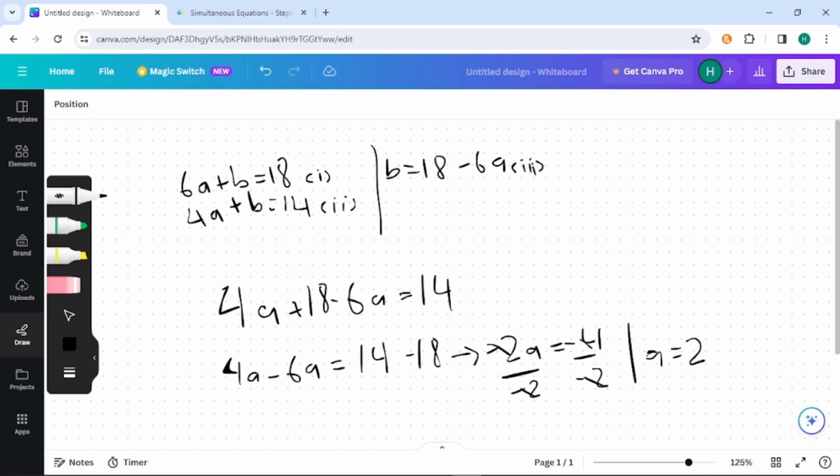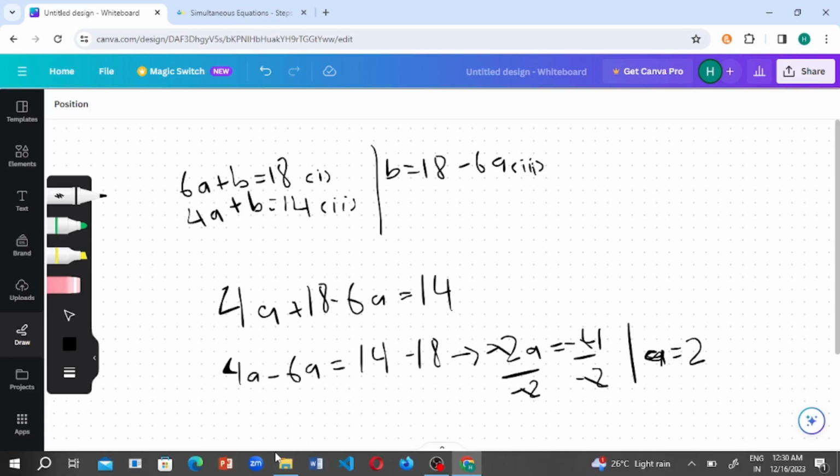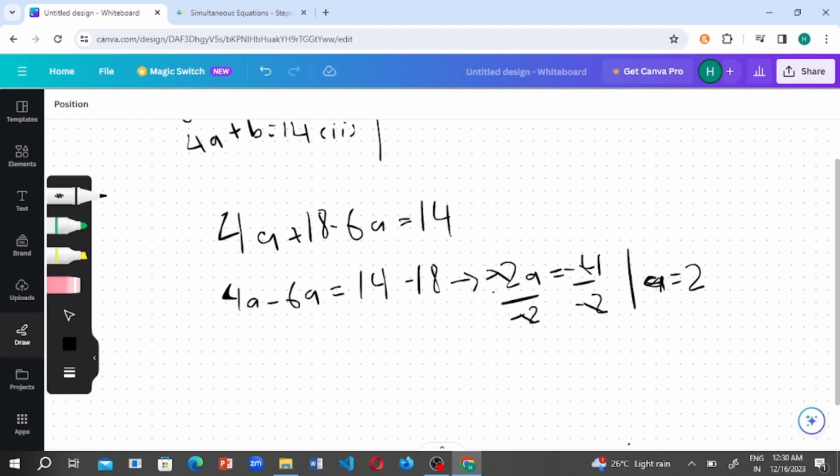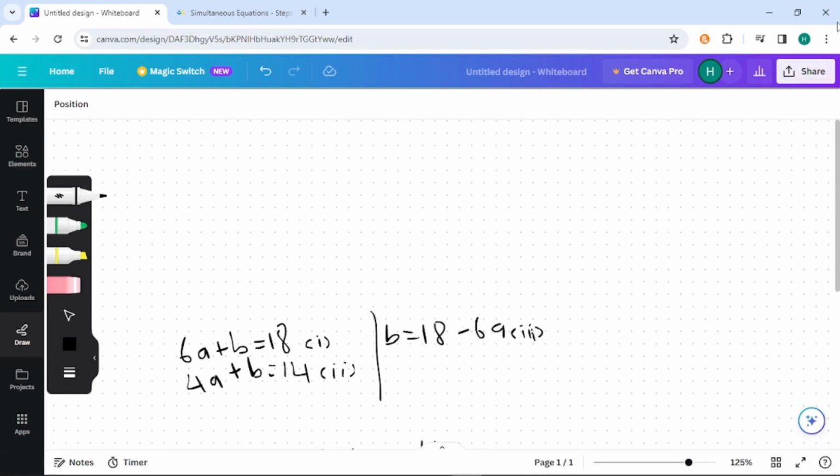So now, that's the substitution method. Now that I found the value for a, how do I find the value for b? Well, I will substitute a into equation 3. So this is going to turn into b equals 18 minus 6 brackets 2. So b equals 18 minus 12. b equals 6.